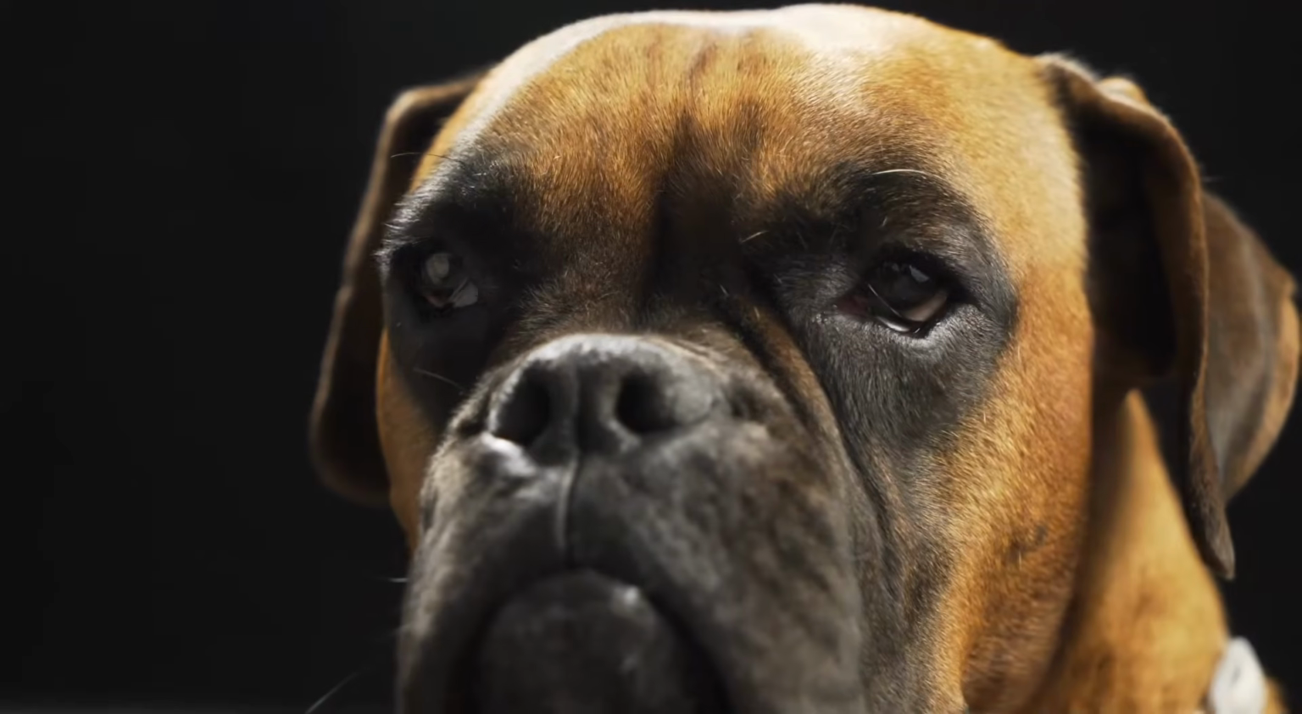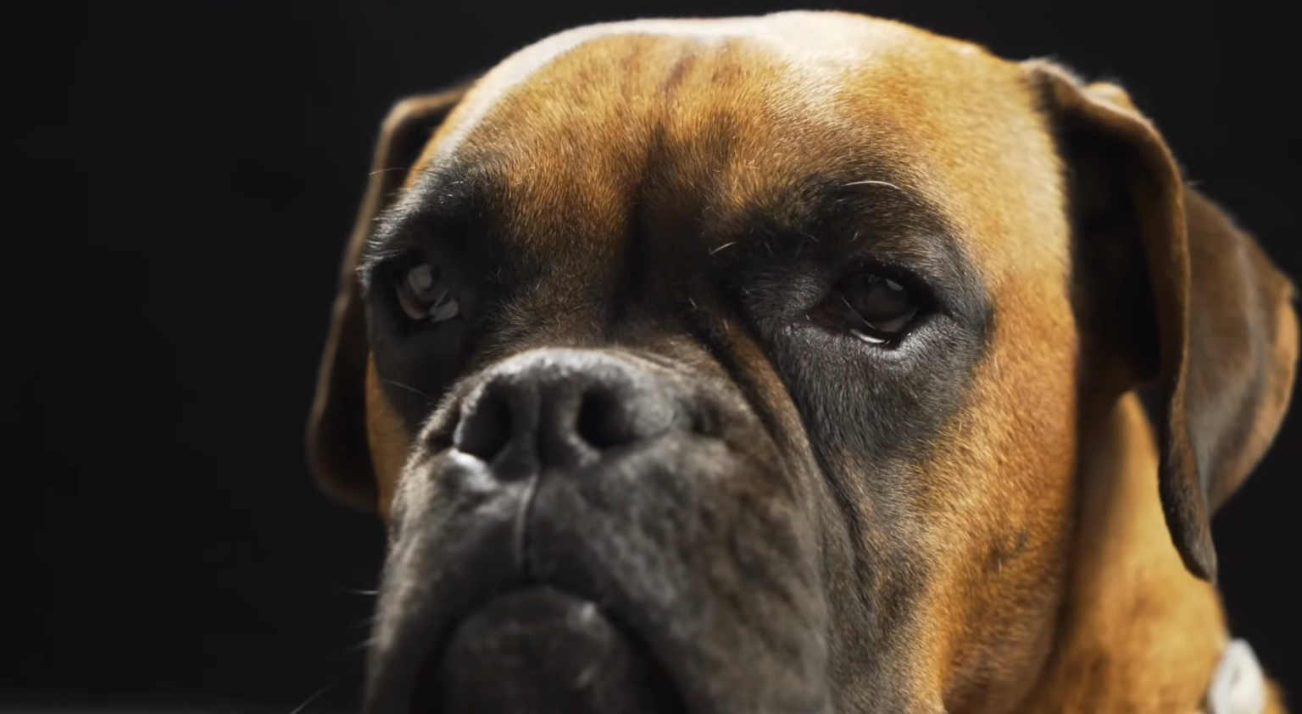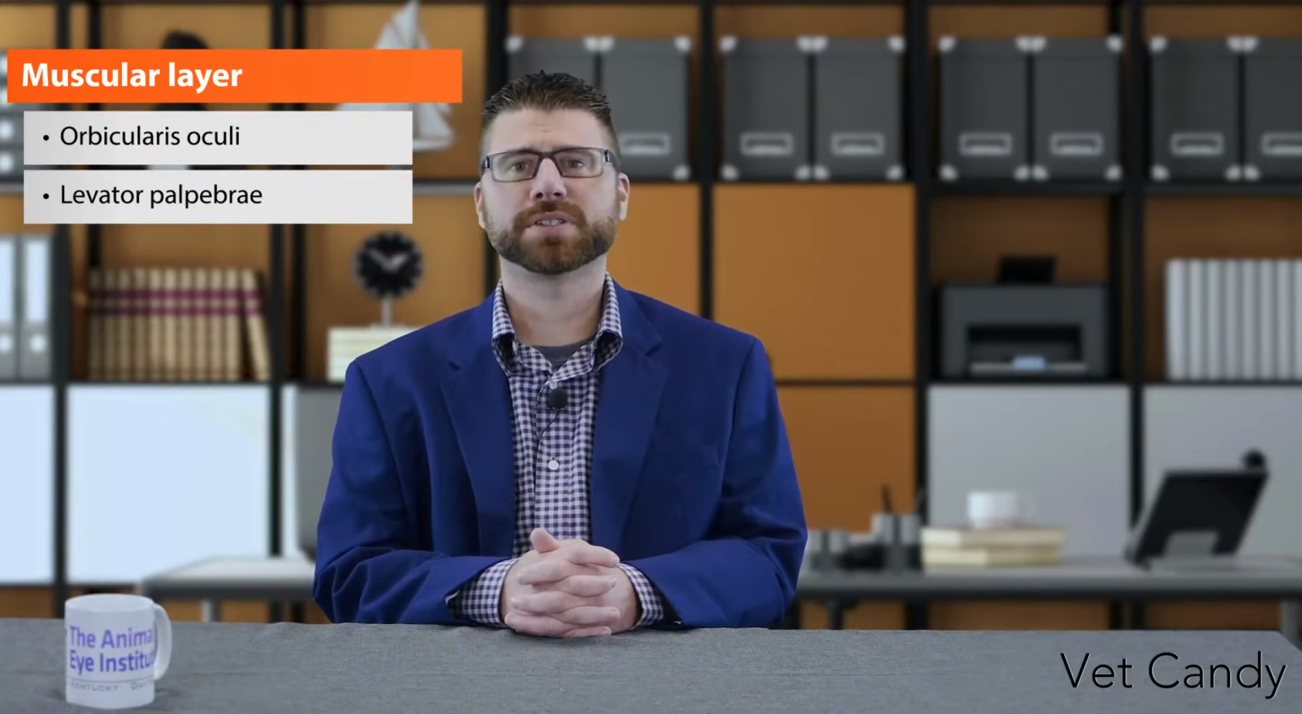So the eyelids consist of modified skin, which is an epidermis and dermis. This is haired in most domestic species. There's a muscular layer, which is the orbicularis oculi, and this helps to close the eyelid. There's a levator palpebrae superioris, and this helps to open the eyelid.